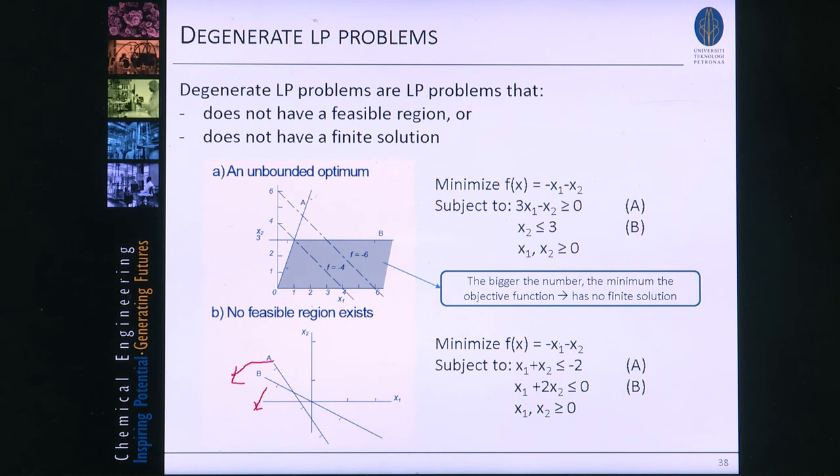So we can see that the higher in this graph, for example, x1 and then x2. If we want to minimize -x1 versus -x2, that means we have to increase x1 and x2 as much as possible. So in this case, we don't have a limit on x1, so it can go all the way until infinity. So these are two typical degenerate LP problems.